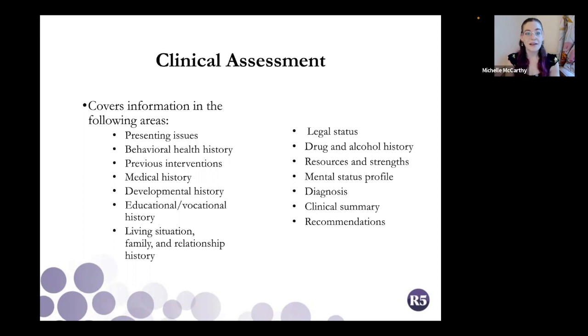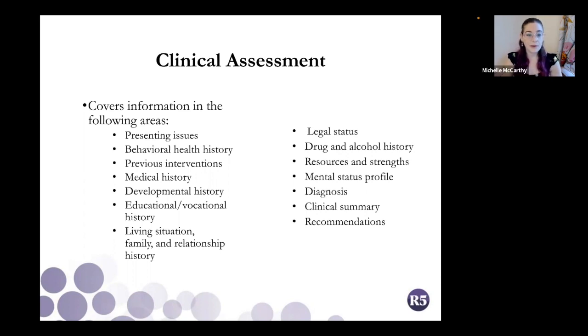So the clinical assessment starts with this presenting issues section, and even the presenting issues are broken down with different categories that prompt you to know what questions to ask. There's going to be sections where you ask about depressive symptoms, symptoms of anxiety, symptoms of trauma, symptoms related to psychosis, etc.